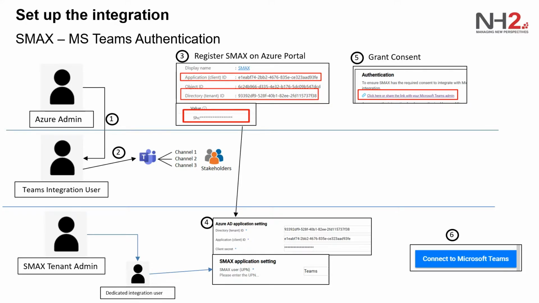Then Azure Admin can now register SMAX on the Azure portal. Application ID, Directory ID and a secret value can be obtained here. Tenant admin of SMAX uses these three values to connect SMAX and Microsoft Teams. Tenant admin will also receive the link for Azure admin to approve the permission to perform the integration. After the permission has been approved, we are now ready to connect SMAX and Microsoft Teams.